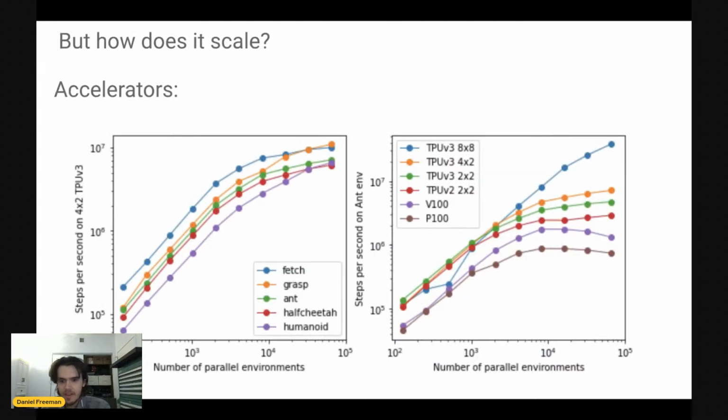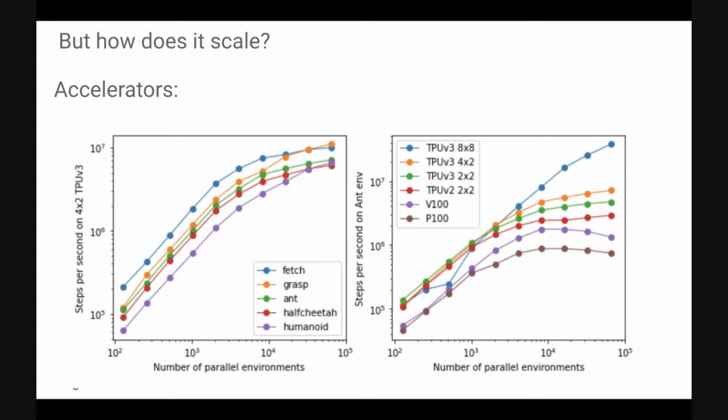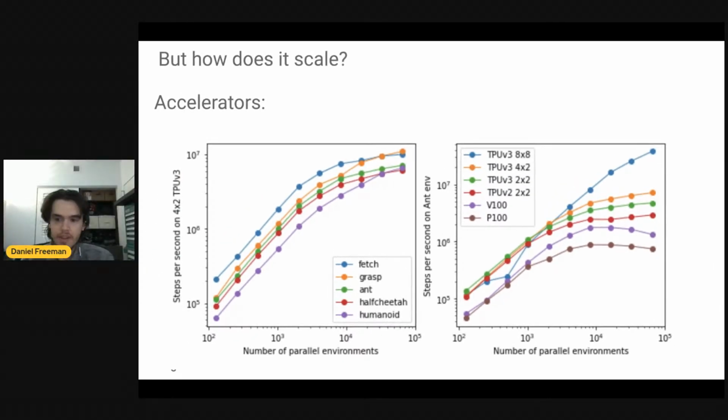Alrighty. But how does it scale? So first, a handful of plots. On the left, we have the training steps per second of Brax on a 4x2 TPU v3 versus the different environments in the initial release. One major takeaway here is that we can pretty comfortably scale up to thousands of parallel environments before we start seeing diminishing returns on the accelerator. So this is about 1,000, 10,000, 100,000, somewhere in the 10,000 range. You start seeing this kind of elbow of diminishing returns.